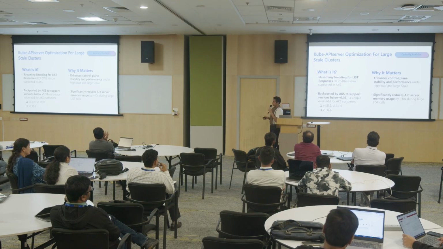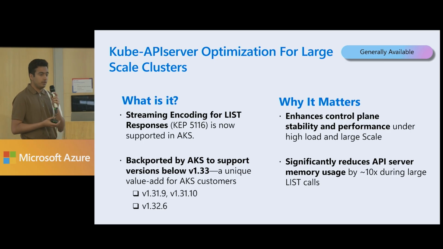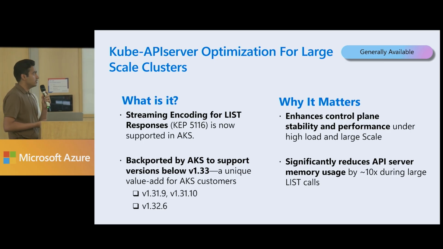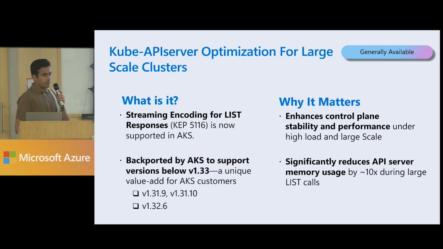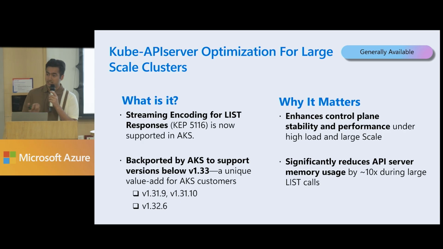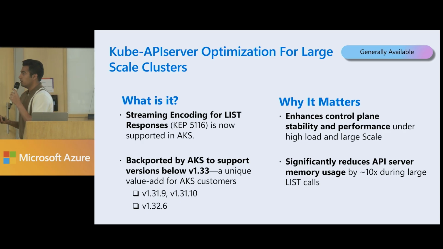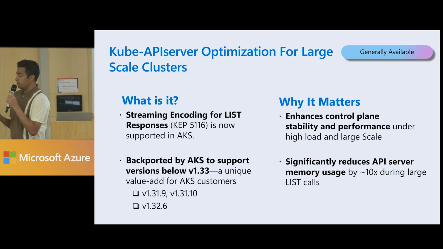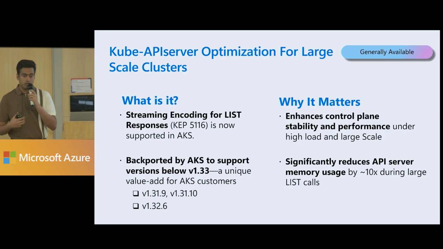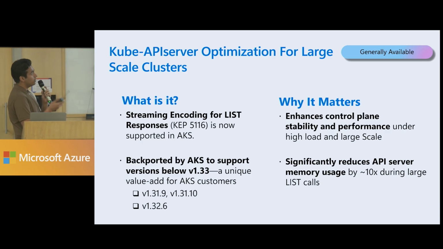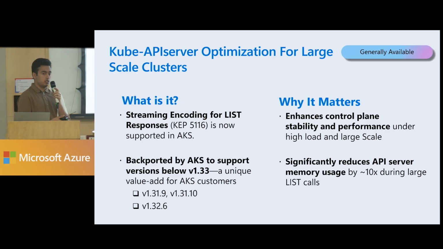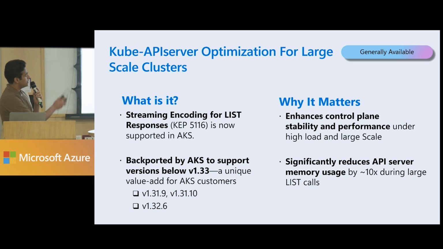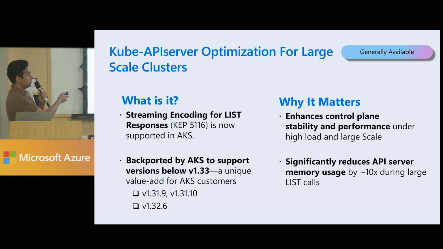So with Kubernetes version 1.33, a new feature was introduced which reduces the memory usage of the API servers by over 10x. This feature in upstream is only supported for 1.33 and above, but within AKS, we were actually able to backport it to 1.32 and 1.31. So if you are running a large cluster with 500 plus nodes, we highly recommend that you upgrade your control planes to these versions to get the latest optimizations.